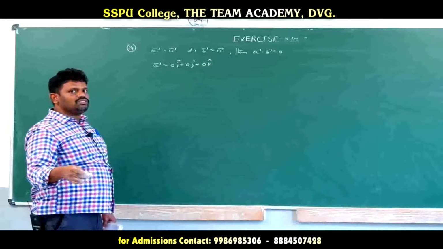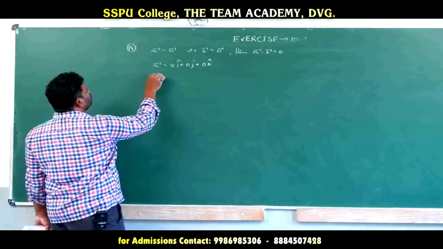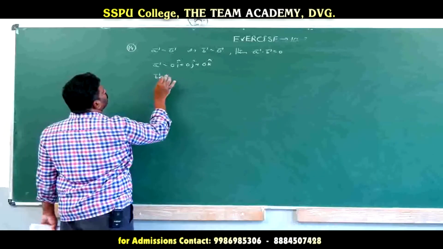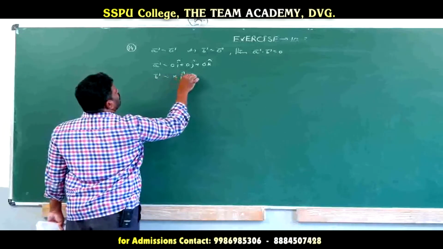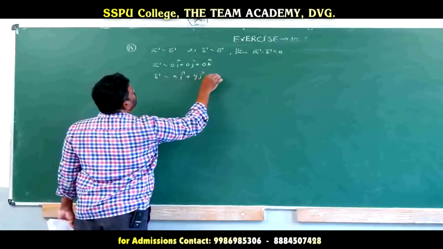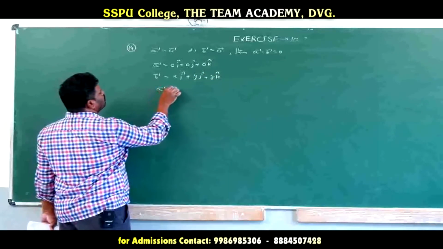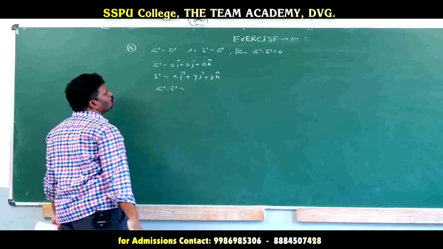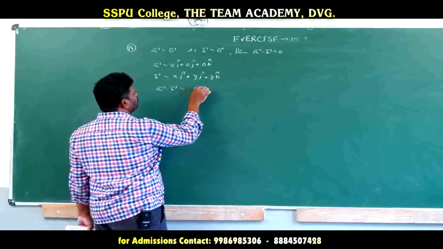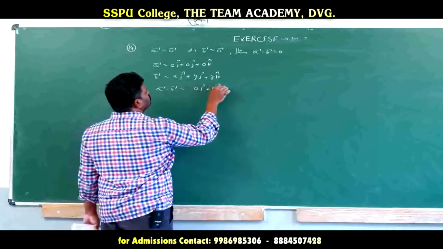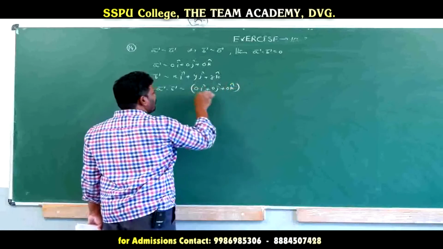Let b bar be a non-zero vector. So b bar is, suppose, x into i cap, y into j cap, z into k cap. Now if we find the dot product, a bar dot b bar is equal to: this is the null vector, 0 into i cap, 0 into j cap, 0 into k cap, dot.